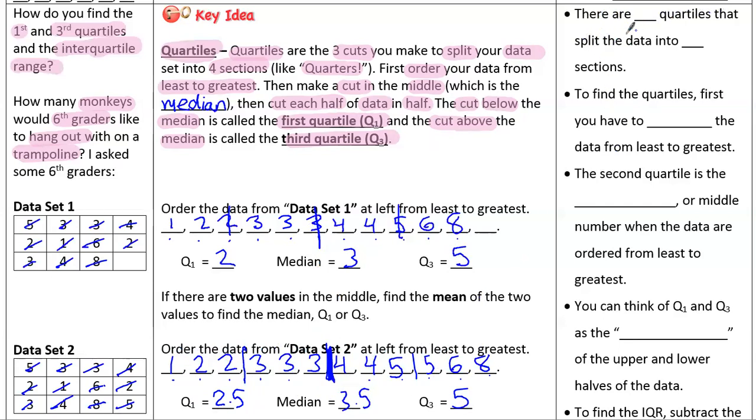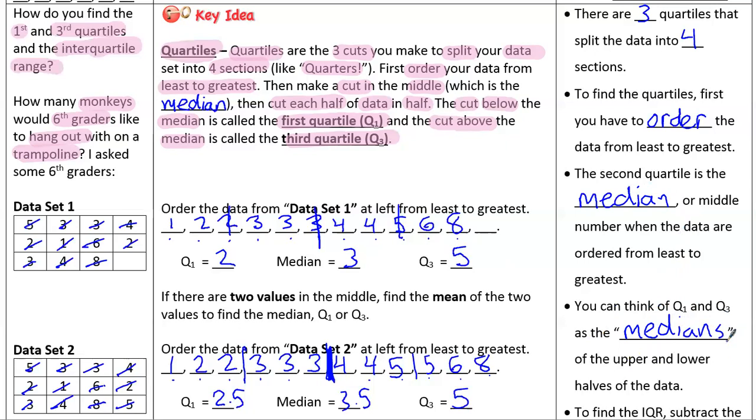There are how many quartiles that split the data into how many sections? There are 3 quartiles, 3 cuts, which split the data into 4 sections. To find the quartiles, first you have to order the data from least to greatest, because we're going to find the median after all. The second quartile is the median, or middle number when the data are ordered from least to greatest. That's the median, right? You can think of quartile 1 and quartile 3 as the medians of the upper and lower halves of the data.